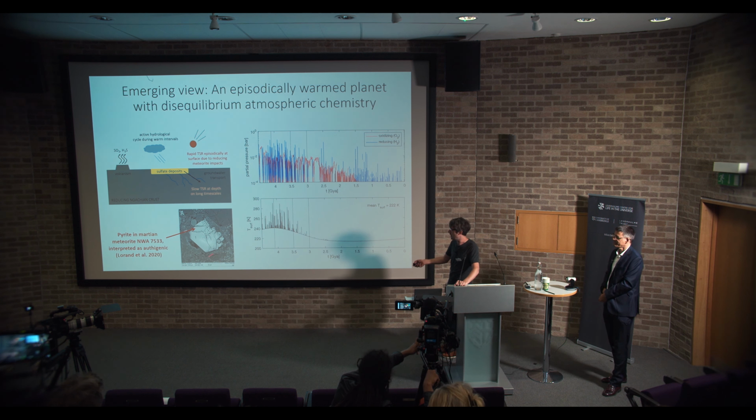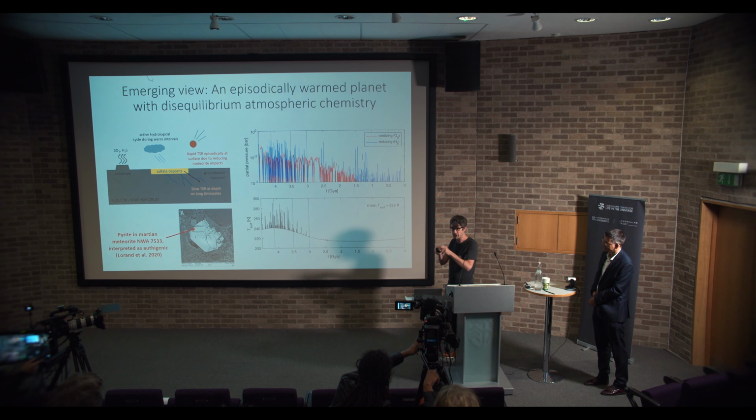And so this particular plot here is of a paper last year. This is a team based in France that was interpreting the pyrite as forming in situ due to alteration under more reducing conditions. And so plausibly, this is evidence of a reducing atmosphere on early Mars.